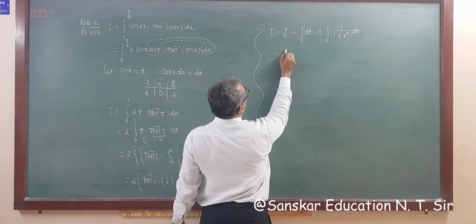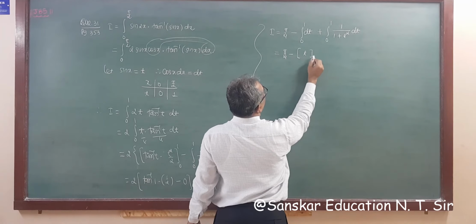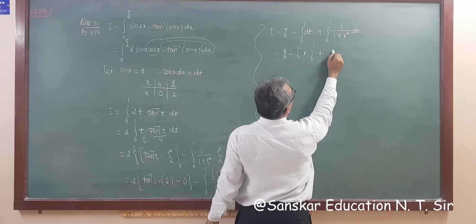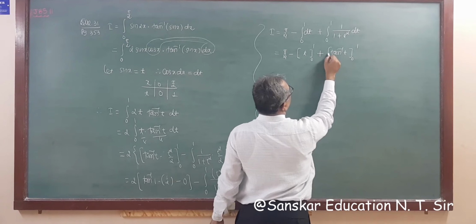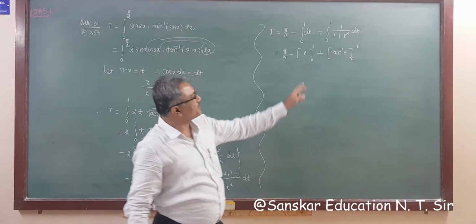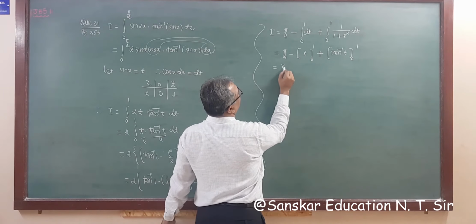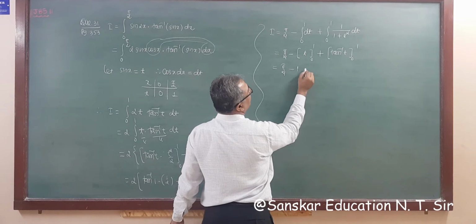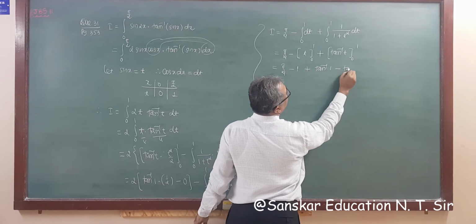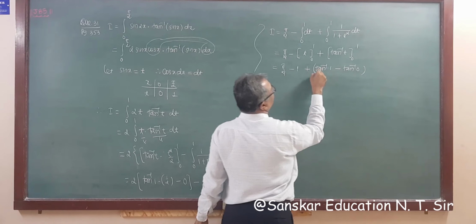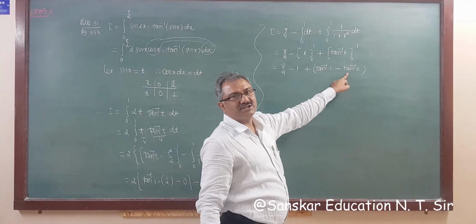So what we get? Pi by 4 minus integration of this is t, 0 to 1, plus this is tan inverse t. The limit is 0 to 1, right? So substituting the limit, t is 1, 1 minus 0 is 0. So the answer will be pi by 4 minus 1 plus tan inverse 1 minus tan inverse 0, upper limit minus lower limit. Now tan inverse 1 is pi by 4 and tan inverse 0 is 0.